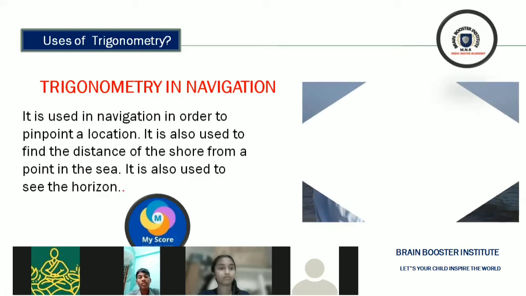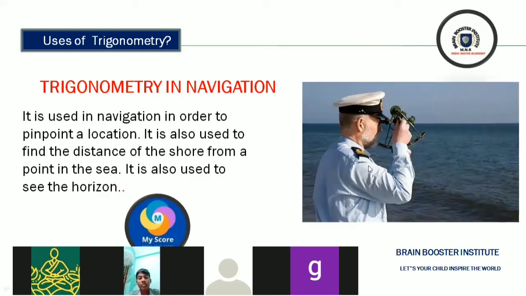And also trigonometry in navigation. For example, these navy people use an instrument, and I don't know the exact name of this instrument, children. This instrument is manufactured using the trigonometry concept. By using it they can find the exact position of enemy ships, and how far they are. It is used in navigation to pinpoint a location, and also to find the distance of the shore from a point in the sea. It is also used to see the horizon.